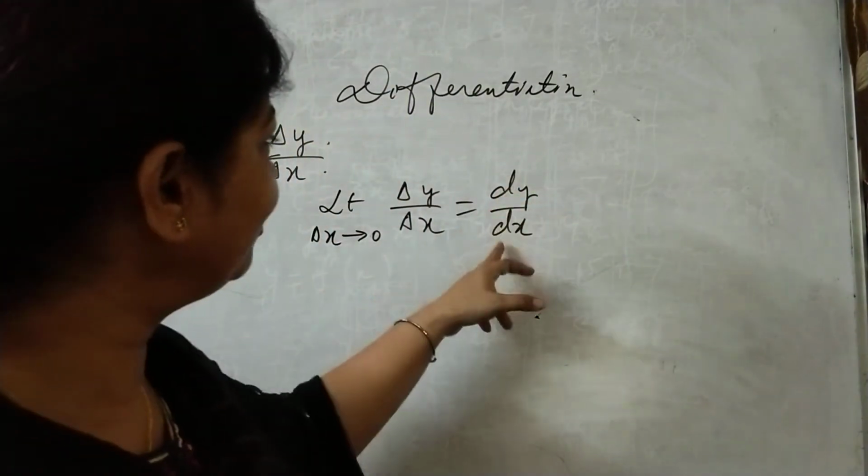Now dy by dx in terms of physics represents the change in y with respect to x. Don't strike off the d, it is an operator. You cannot cancel the d and get y by x. Don't make that mistake. So be very careful about it.